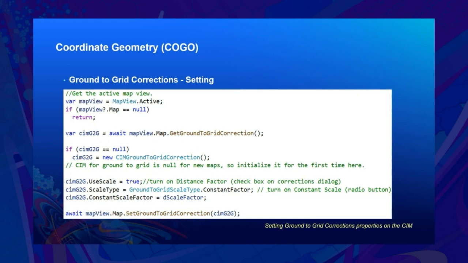Similar pattern for setting the ground to grid, but a few additional things to note. In the case of a brand new map, as indicated in the comments here, you would need to initialize it for the first time, so if it's null, then you can create it. Also, there are no extension methods needed in this case, you just set the properties directly. Then this last line shown here is setting the ground to grid correction with that new ground to grid object.